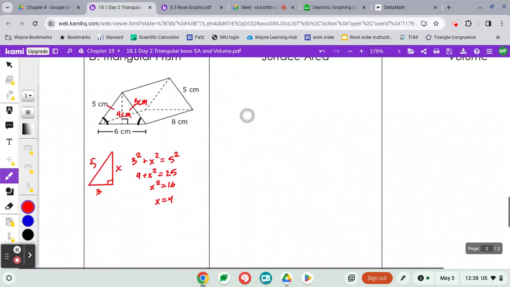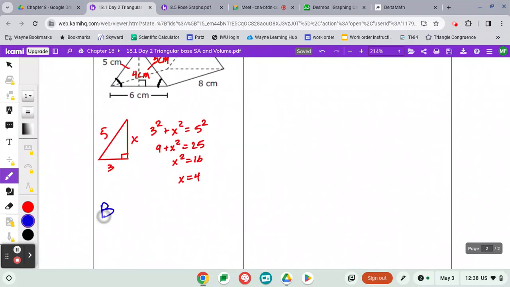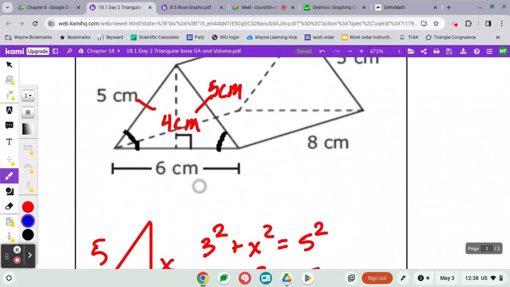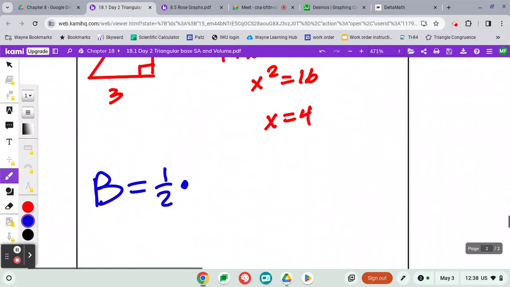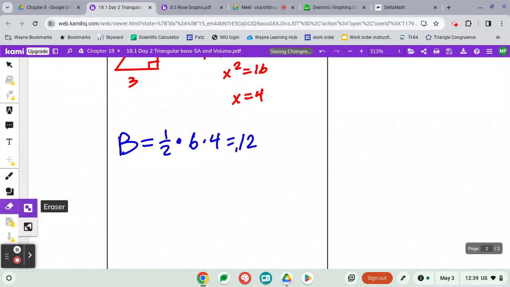Now, we know the height of the base, so now let's solve for the area of the base. So remember, the area of the base equals 1/2 times, what's the base of my base? 6. Remember, the height and the base always have to be forming a 90-degree angle. And we just found the height of our base was 4. 1/2 times 6 times 4, what does that equal? 12. Yep. Half of 6 is 3. So 12. Let me clean that up.